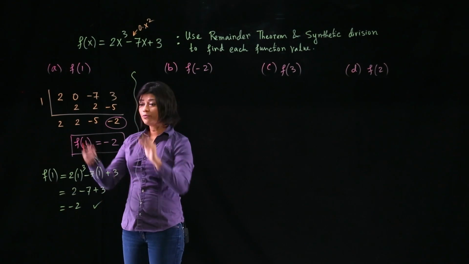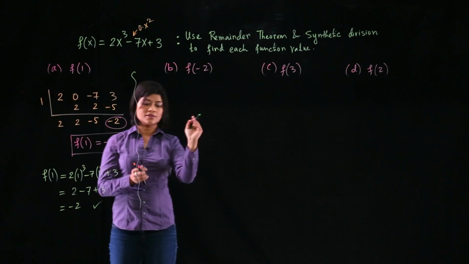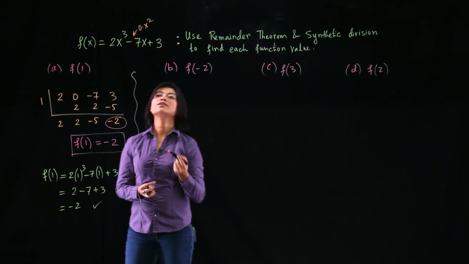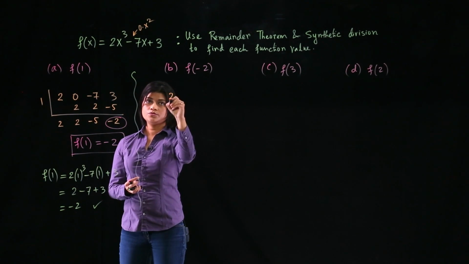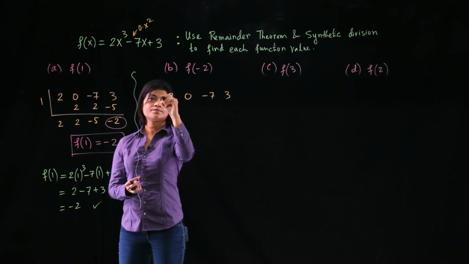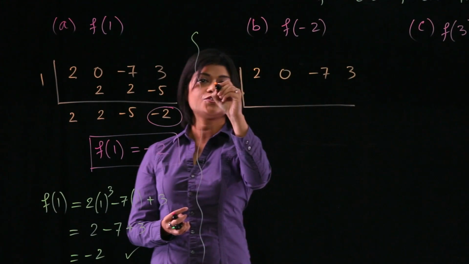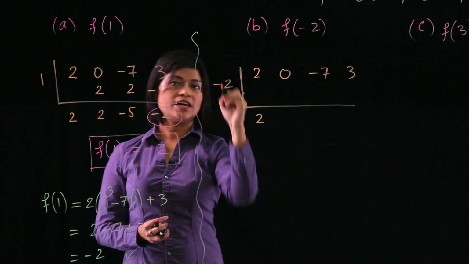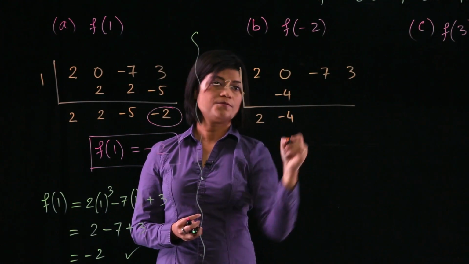So let's move on and we will use the same method to find all other function values. The next one, we have to find f of negative 2. Again, write down the same coefficients, 2, 0, negative 7, 3. And this time we use negative 2. Bring down 2. 2 times negative 2 is negative 4. When you add, you get negative 4.